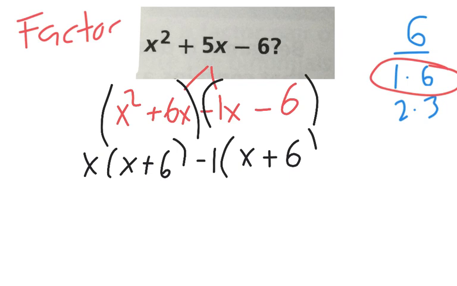Now, this is going to factor to be what's in front of the parentheses, x minus 1, times the matching parentheses, which is x plus 6.